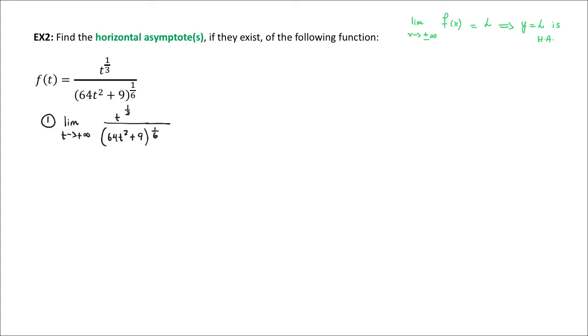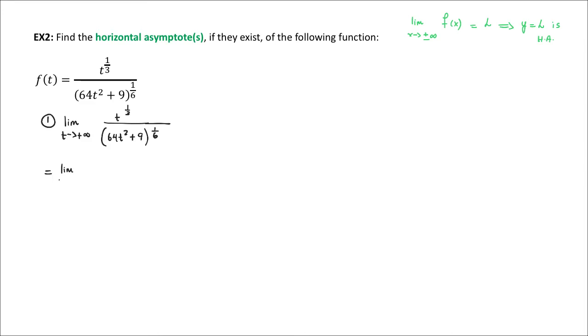And what we're going to do is, as I said a few minutes ago, we're going to look at our denominator. This is where the radical is located. Remember, having exponent of 1/6 is the same thing as having the 6th root. We're going to take the largest power, in this case t squared, and we're going to factor t squared out. Similar process as the previous examples.